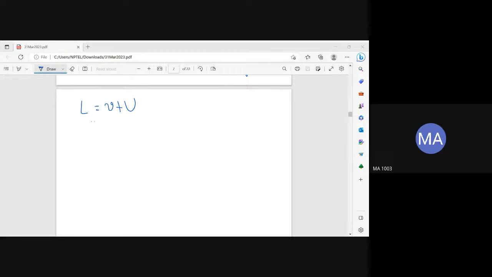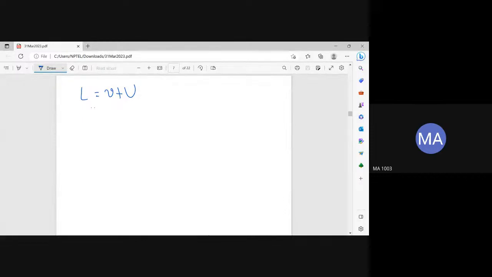You have an affine space, x plus y plus 2z is equal to 6. Then which of the following subspaces corresponds to the affine space L? How do you know that x plus y plus 2z is equal to 6 is an affine space? It's a plane, right? It's linear, right?